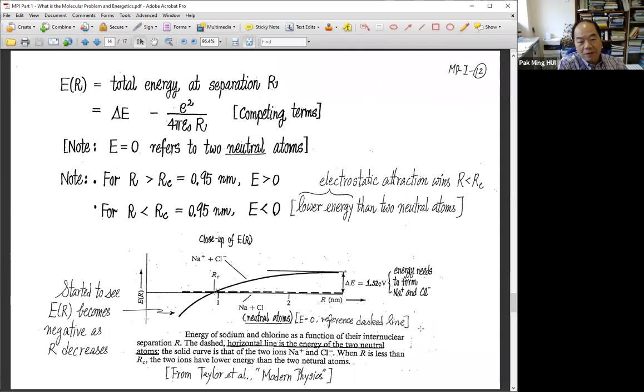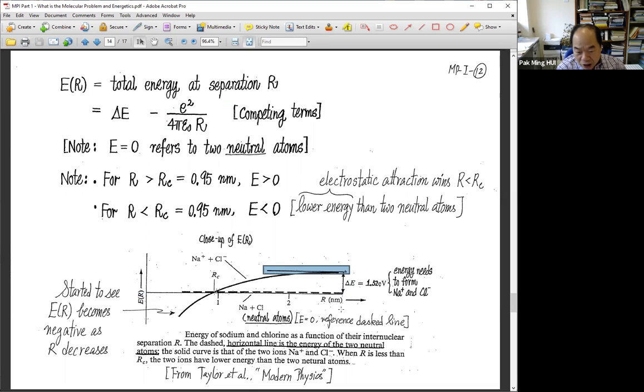Okay, so let's put these two things together for the moment. 1.52 eV, and you gain back some Coulomb attraction. So here I plot it. The zero here is neutral atoms; I define it as zero. That's why there is a positive energy, 1.52, this line, constant.